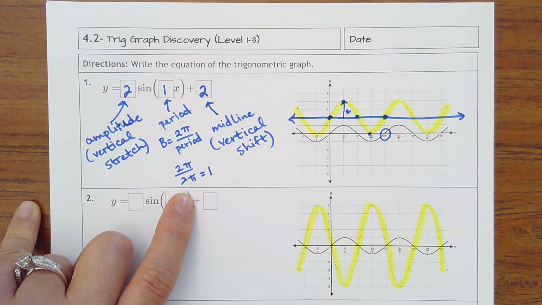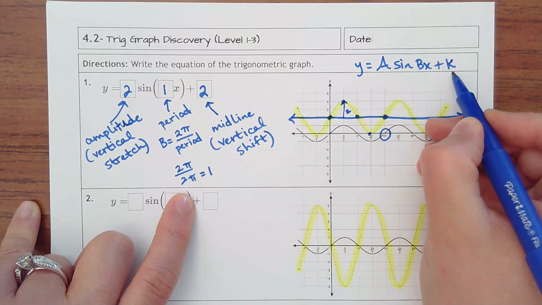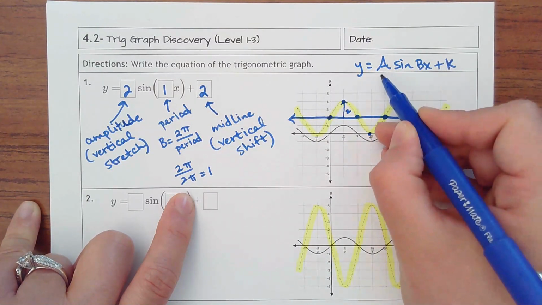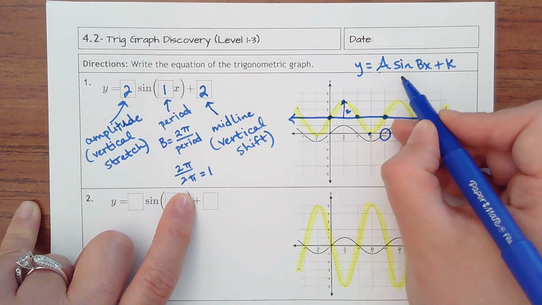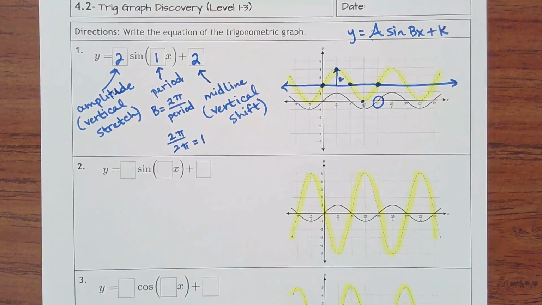Okay, it might help to see this. This is really the form I'm using. So this plus k on the end, that's your vertical shift. This changes your amplitude, your times the sine, and then this is the period change. Okay, let's try another one.